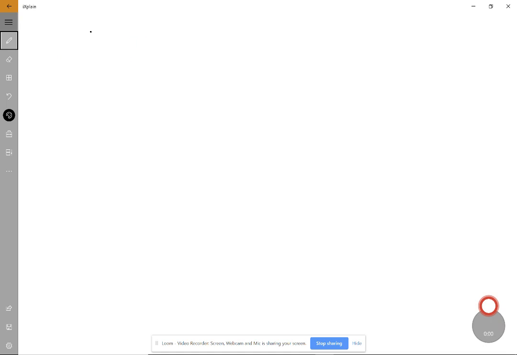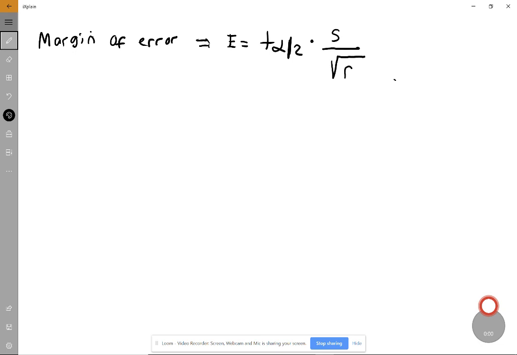Okay, so margin of error E is equal to t alpha over 2, that's the critical value that you calculated or pulled from the table, times s, the sample standard deviation, divided by the square root of n. N is the sample size, right? All right. So the way that we calculate the confidence interval is the same.